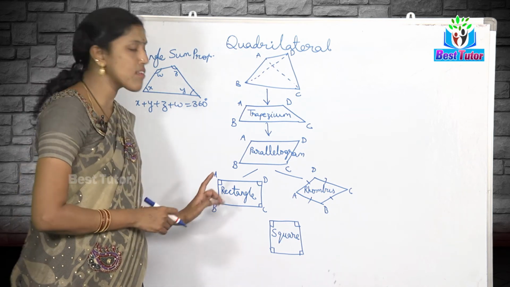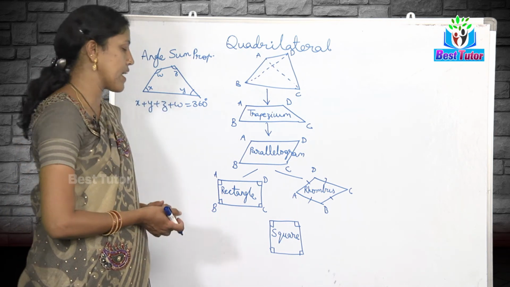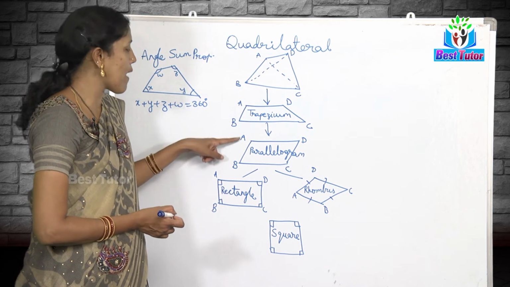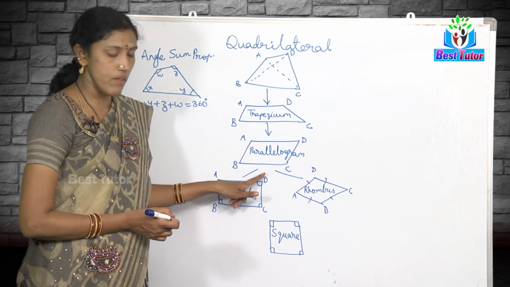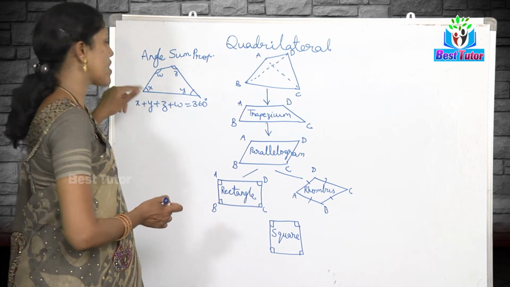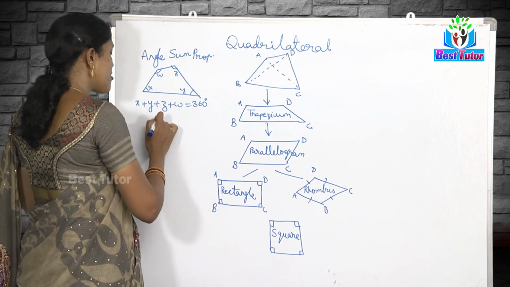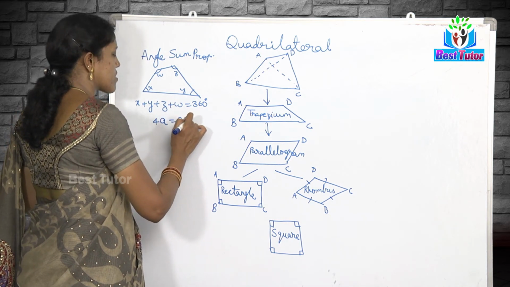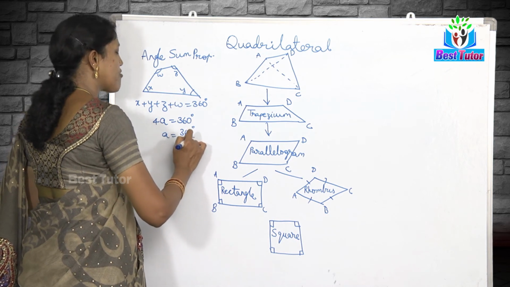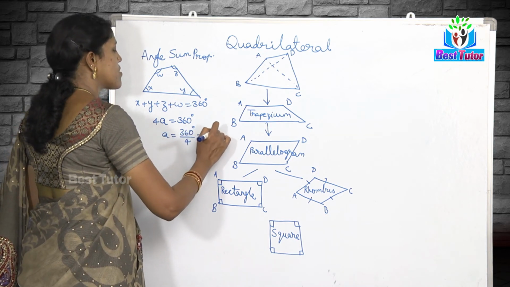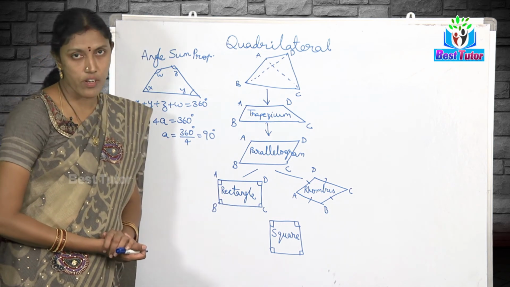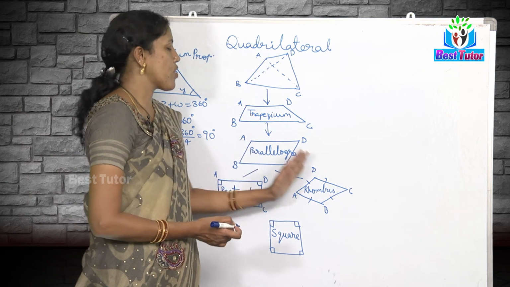Now if we apply the angle sum property of a quadrilateral to a rectangle, we have given the definition of a rectangle as a parallelogram in which all angles are equal. When all angles are equal, x, y, z, w all are equal, let me assume that it is A, then 4A is equal to 360 degrees. A will be equal to 360 degrees by 4, which is equal to 90 degrees. So each angle of a rectangle is equal to 90 degrees. Right. We move on to the next concept.